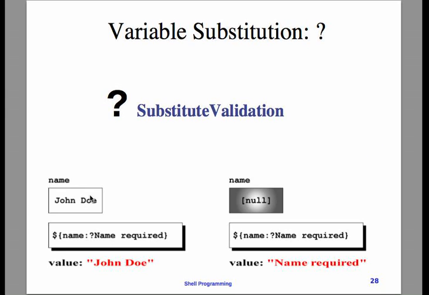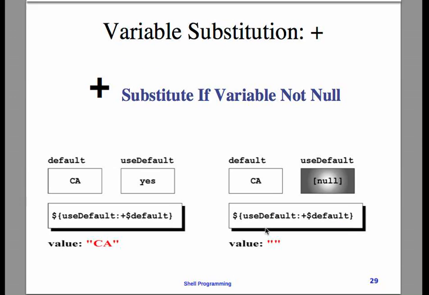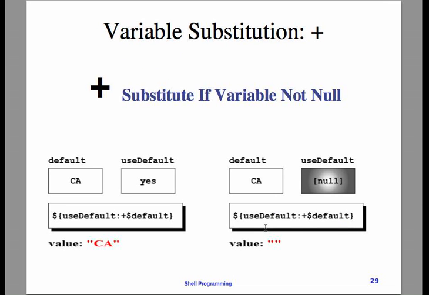So try this too. Assign this to name and then echo this. Then take out the assignment to name and just echo this, and you will see. Try the same thing with the colon plus. Make sure that you know how this works.